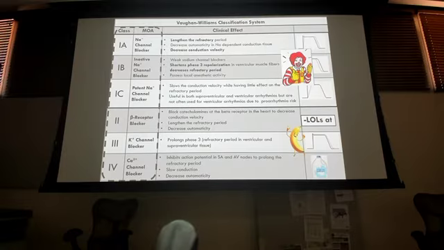Again, this is just our naming convention for when we're talking about our antiarrhythmic drugs. So you see that we have 4 classes, class 1, class 2, class 3, and class 4. Class 1 has 3 subclasses, A, B, and C. So you see that all of your class 1 are sodium channel blockers. Your class 2 are beta blockers. Class 3 are potassium channel blockers, and your class 4 are your calcium channel blockers.